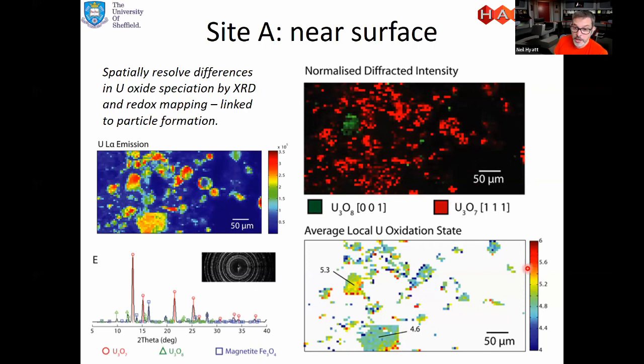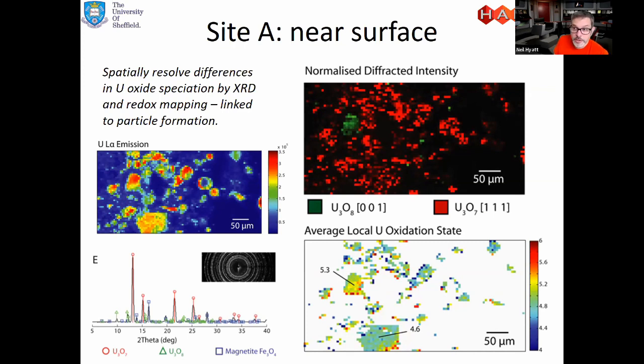We also did some oxidation state or chemical state mapping, which reveals domains of two different uranium oxidation states corresponding well to the two oxides I mentioned. So you see we have this region here with an average oxidation state of 5.3, and that ties up well with U3O8. And then here we have an example of an oxidation state averaging at 4.6, which corresponds well with what you would expect for U4O9. So that all ties up very nicely.